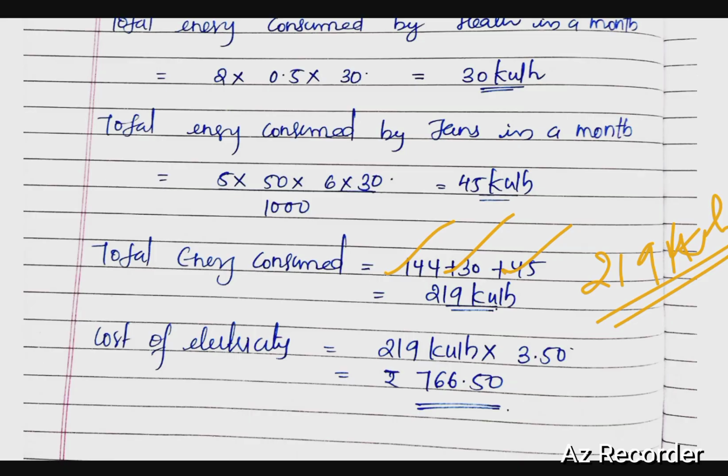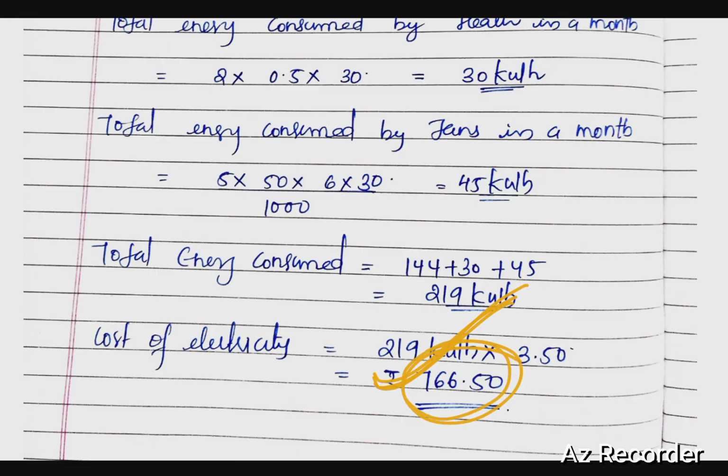And now we need to calculate the cost. The cost is obtained by multiplying the energy consumed with the cost per unit, which is 219 into 3.50, which is equal to rupees 766.50. This will be the total amount of bill for the given data.